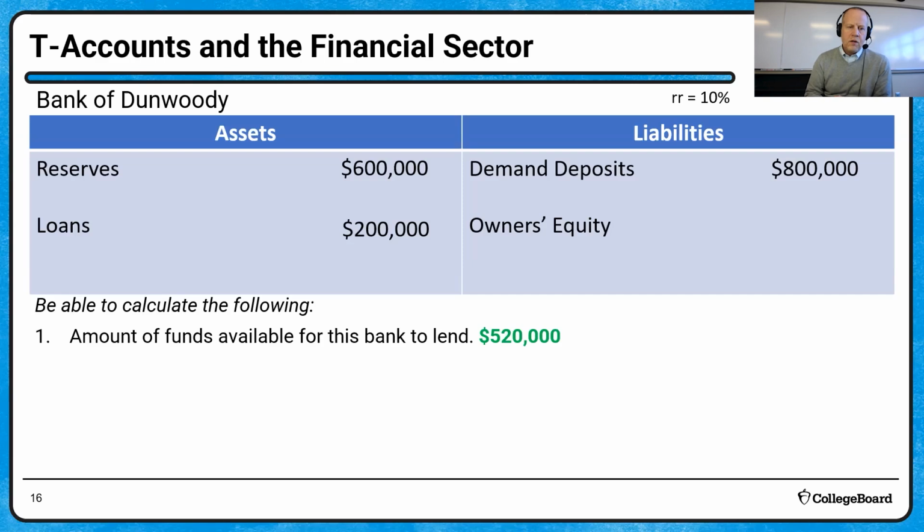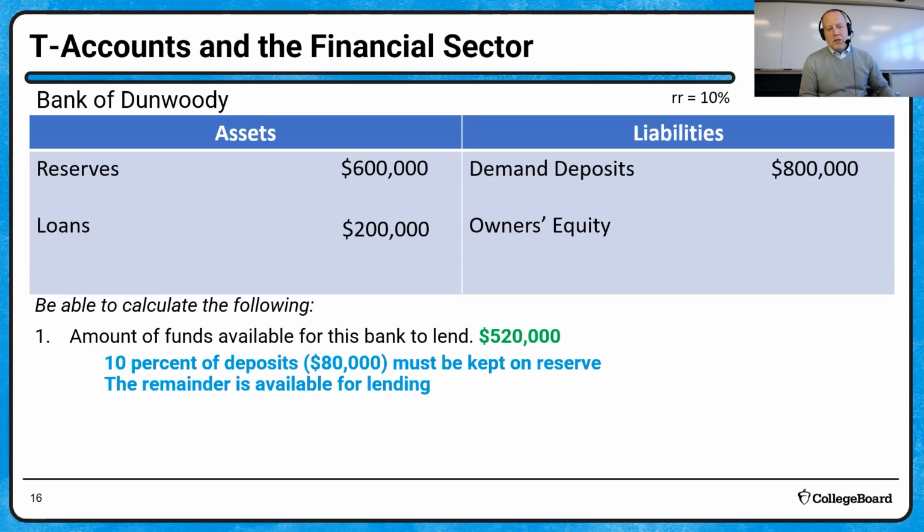But where did that number come from? It's really a simple little equation. The reserve requirement of 10% simply means that the bank has to keep 10% of demand deposits on reserve. They have $800,000, so $80,000 of that, 10% of demand deposits, must be kept on reserve. The other $520,000, that's what's available for lending. Don't confuse this with the other category I have on here, loans. That $200,000 in loans, that money's already gone. Someone's already borrowed that money. It's out the door. It'll come back plus interest in order to build owner's equity. That's an easy mistake. Let's not do that.